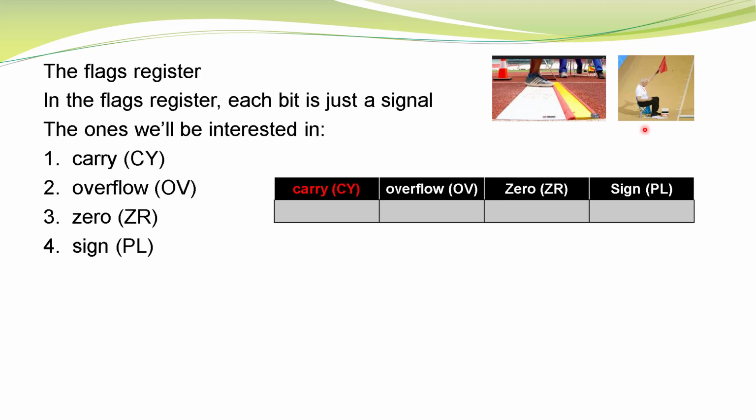Well, the idea is kind of the same in the flags register. If there's a 1 set for a flag, that means that guy just raised his hand. If there's a 0, that means that flag didn't get raised. So in a way, each bit is just a signal, just like that red flag. So let's work through some examples.